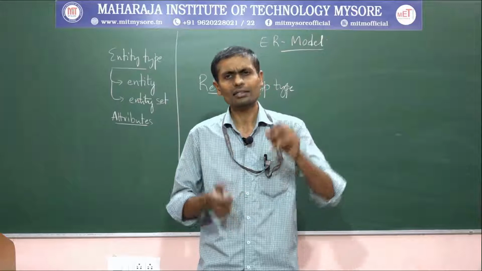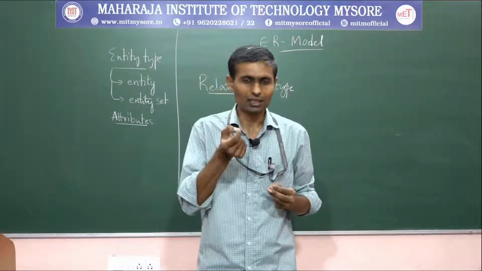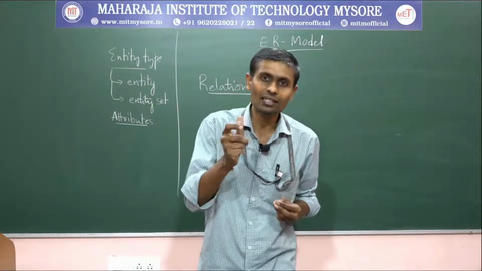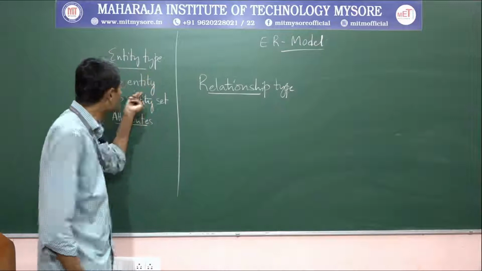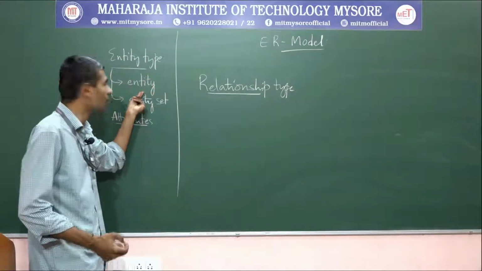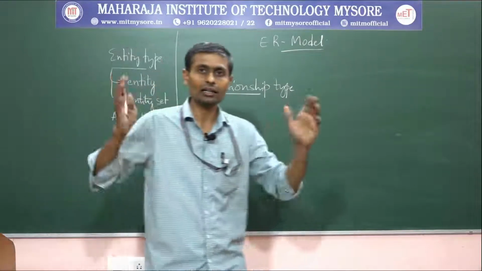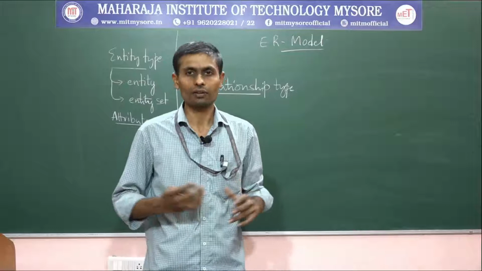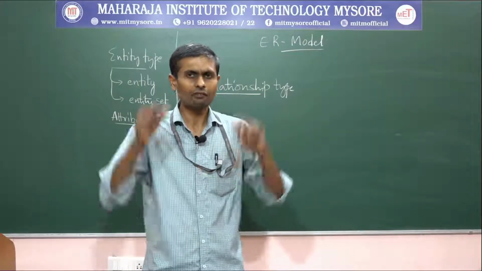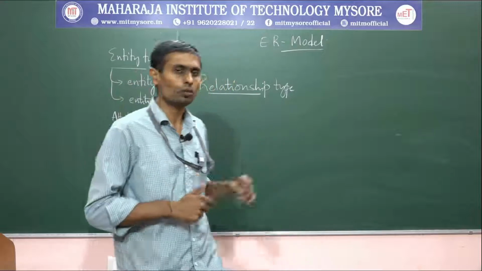A relationship represents an instance of a relationship type, just as an entity is an instance of an entity type. That means an entity type is a name given to an entity set. The collection of entities forms an entity set, and we have to give some name for that, the title, which we call an entity type.